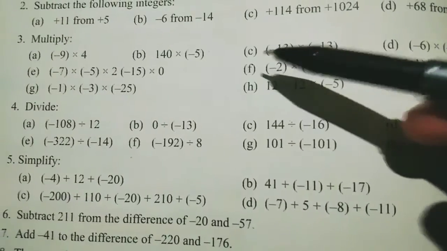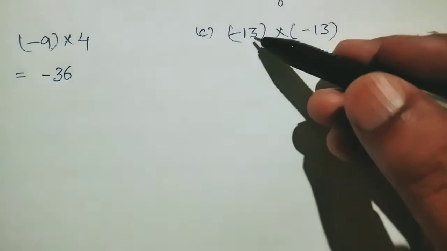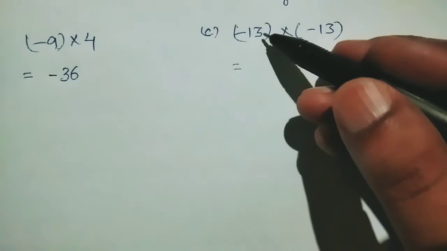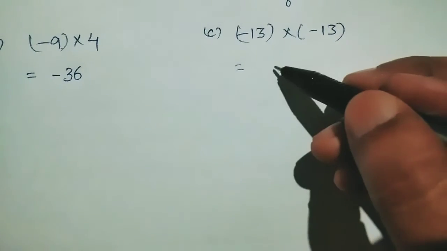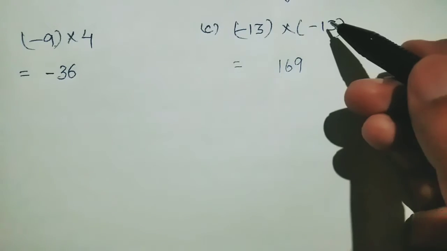Now let's do C number. Here minus 13 into minus 13, that means both have the same sign, minus minus. So what we'll do, first of all, I told you always multiply. So 13 into 13 is what? 169. Okay. Now what will be the sign here?